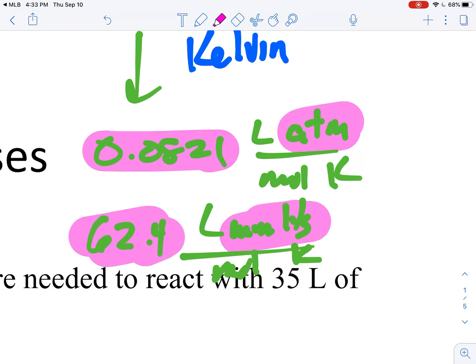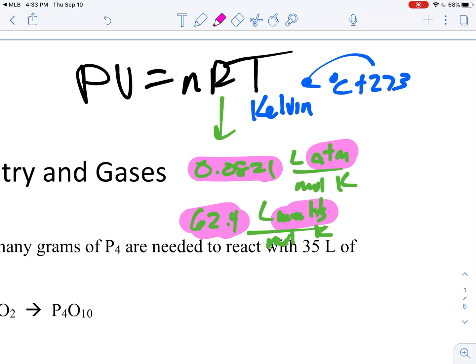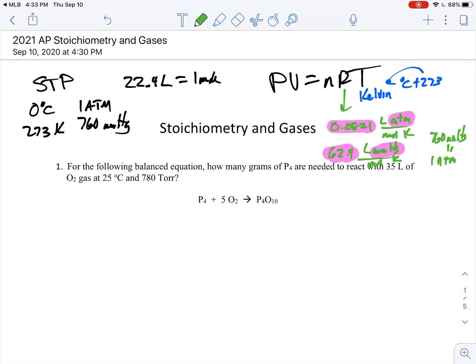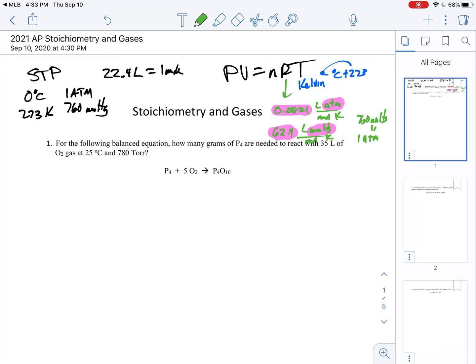Now, if you're in atmospheres and want to be in millimeters of mercury, no problem. Just convert the one to the other. If you're in millimeters of mercury and you want to get to atmospheres, again, it doesn't matter. You just have to make sure that the units match. And of course, don't forget from before that there are 760 millimeters of mercury that are the same as 1 atmosphere.